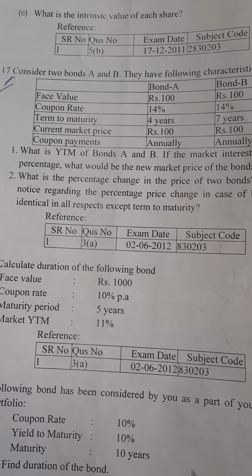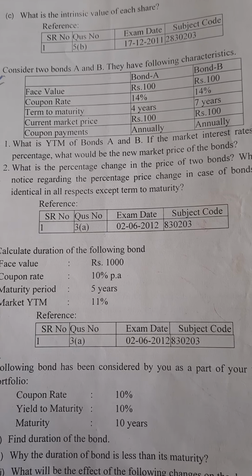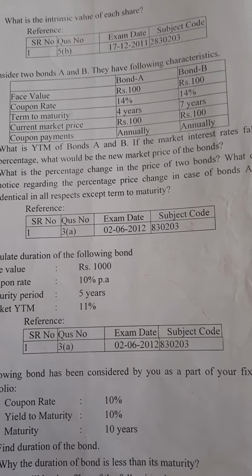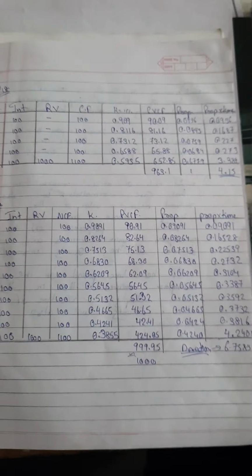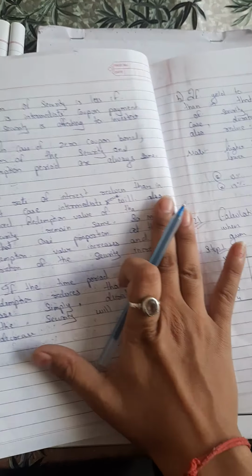Also in question number 19, you have to find the duration. Coupon rate, yield to maturity and maturity is given, and you have to find the duration of the bond for the same. Here the calculation is made for 10 years as we have calculated in question number 3.